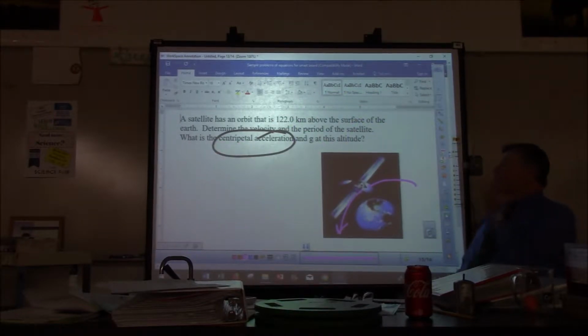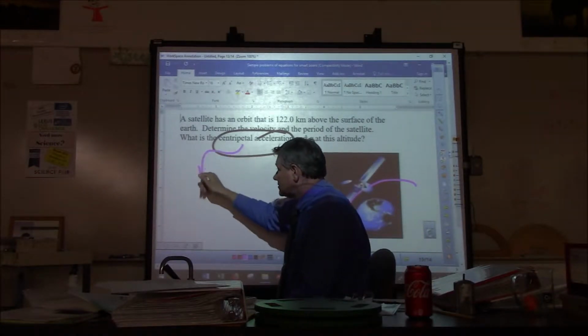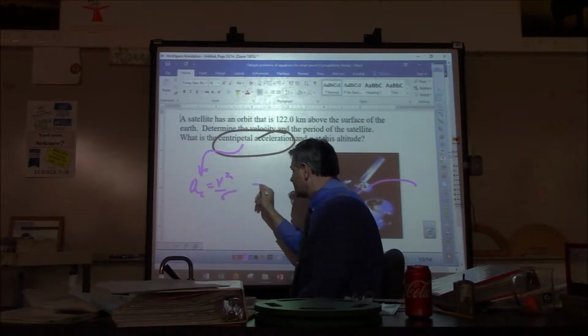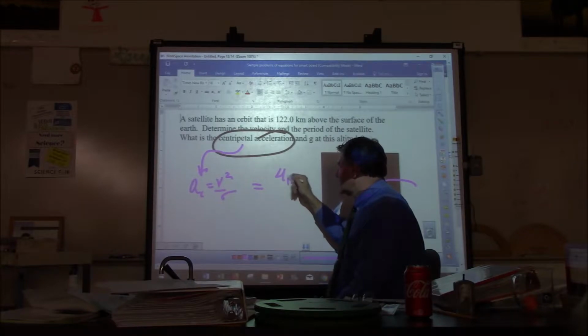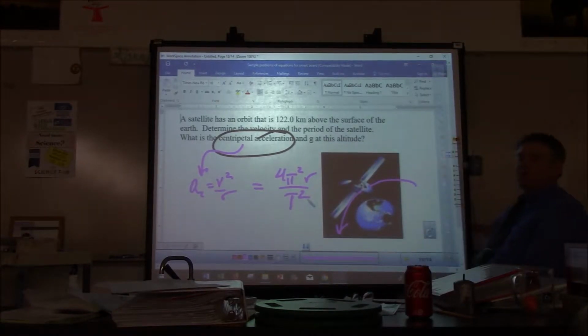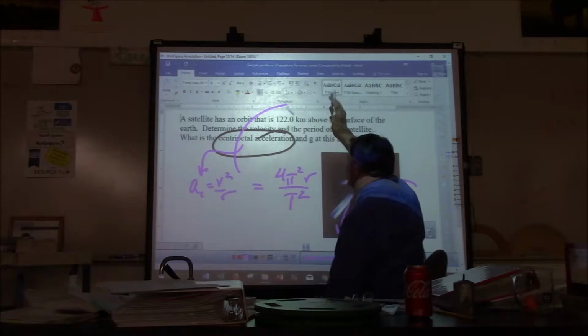Okay, so what are the two ways that I can calculate centripetal acceleration? I could use v squared over r, or I could use 4 pi squared r over t squared. Which one do you want to use? V squared over r or 4 pi squared r over t squared? V squared over r. Okay. So, what was the velocity? 7810? Yeah.